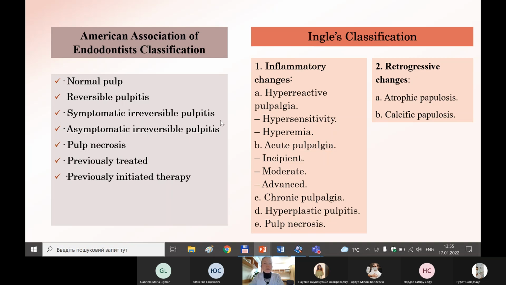Other types of classifications were suggested. According to the American Association of Endodontists, we have normal pulp, reversible pulpitis, symptomatic irreversible pulpitis, asymptomatic irreversible pulpitis, pulp necrosis, previously treated tooth, previously initiated therapy. Actually, whenever you look into some foreign, English book, you will find this classification, and symptoms of the disease will be explained according to this classification: irreversible pulpitis and reversible pulpitis.